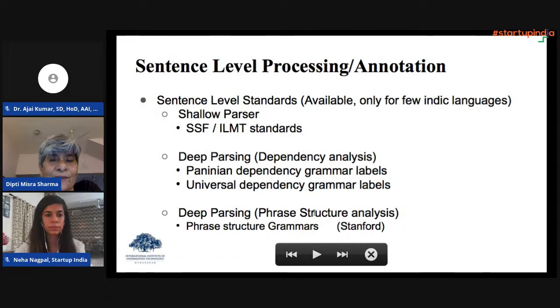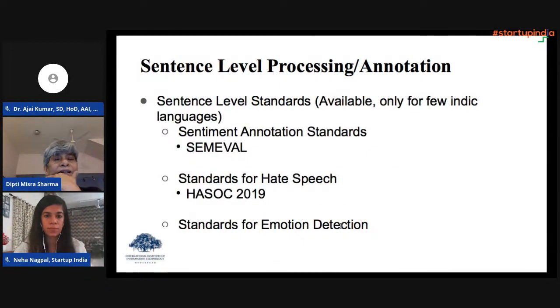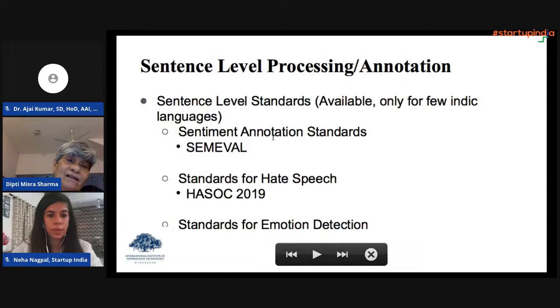Then another way of representing a sentence is phrase structure. For Indian languages, things have not been worked out so well, but the international standard for this is Stanford. Then there are other tasks which are very popular these days, and sentiment annotation standards are the same as SemEval, which is an international standard. I mean, they work for Indian languages as well.